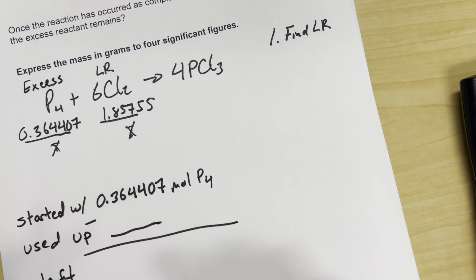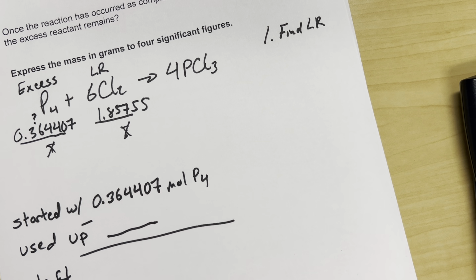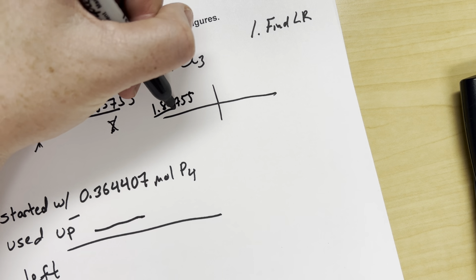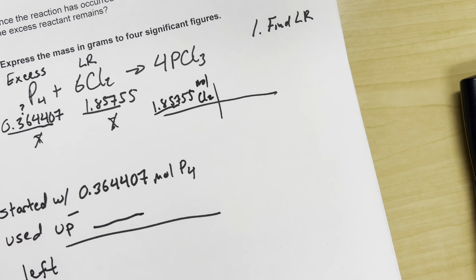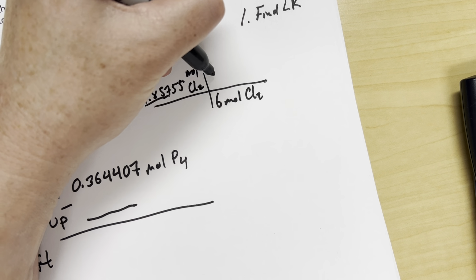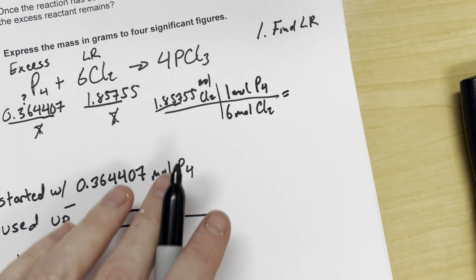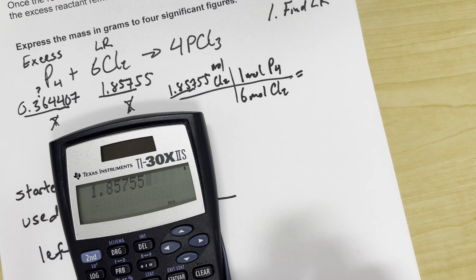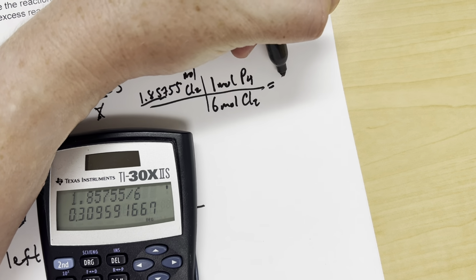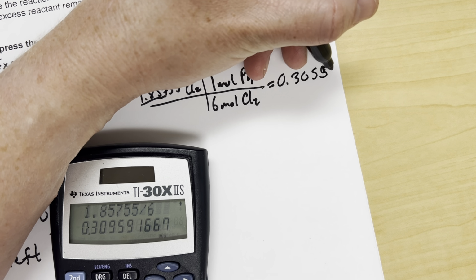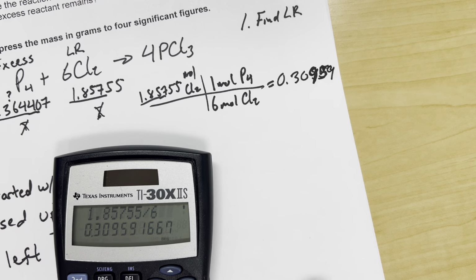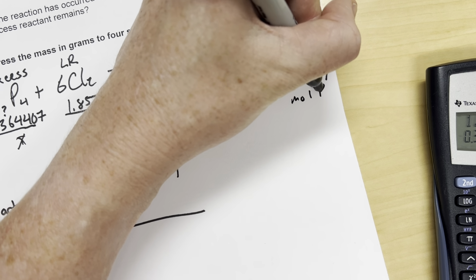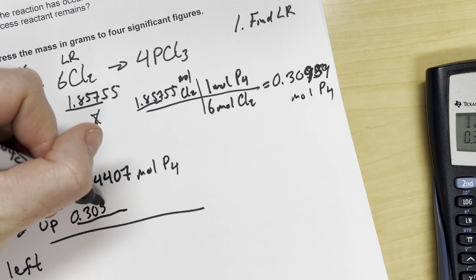Okay, so let's figure out how much we used up. To do that, our question mark actually goes there. We're going to start with 1.85755 of the Cl2. We know for every 6 mole of Cl2, we get 1 mole of the P4. So let's see how much P4 we had to use in order to react all of that limiting reactant. 0.30959. Okay, 0.30959 is how much we would have to use up of this. Again, that's mole of P4, to begin.